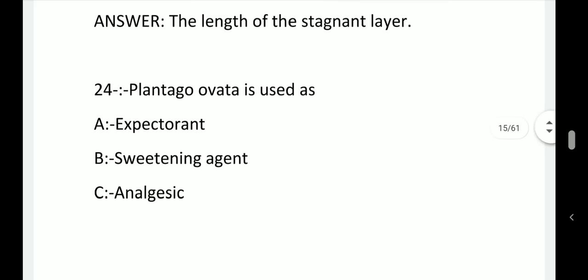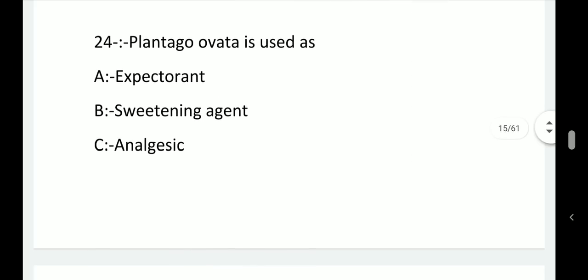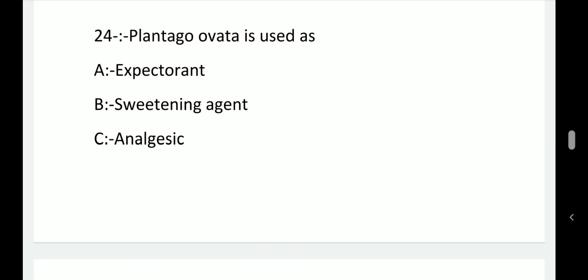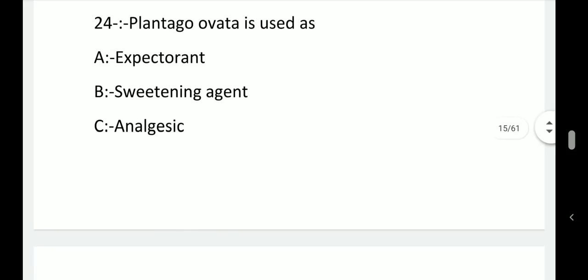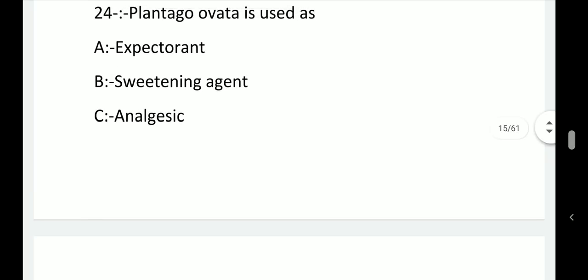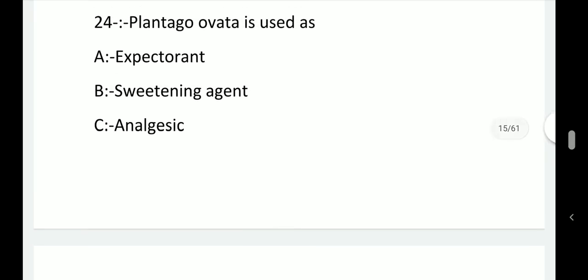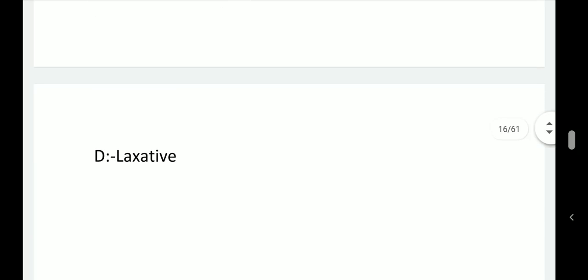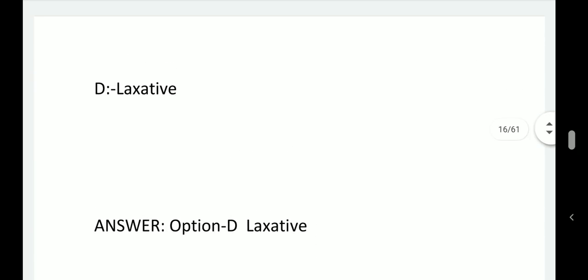Question number 24. Plantago ovata is used as option A, expectorant, option B, sweetening agent, option C, analgesic, option D, laxative. Answer is option D, laxative.